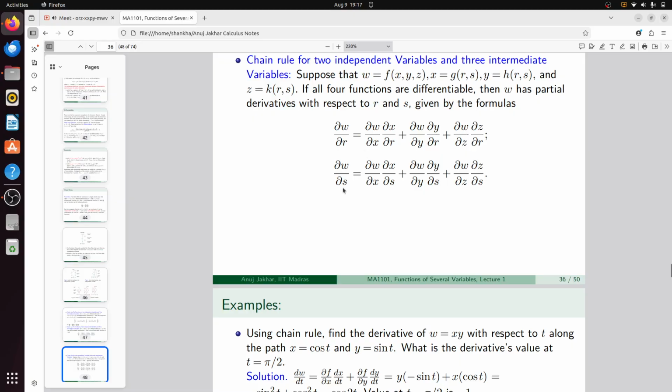Okay, there is one question. Please solve this question. Using the chain rule, find the derivative of w = xy with respect to t along the path x = cos t and y = sin t. What is the derivative's value at t = pi by 2?